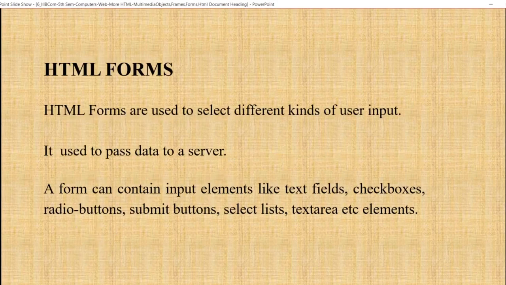Next topic is forms. What is a form? Why are we using this form? HTML forms are used to collect different kinds of user inputs. HTML forms are required when you want to collect some data from the site visitor. For example, during user registration, you would like to collect information such as name, email ID, phone number. It is used to pass data to the server.